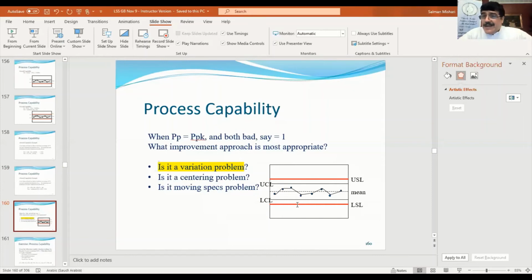Unless maybe your competitors are doing much better than you, then it's another story. You want to gauge yourself against your customer specification and maybe against your competitors as well. Is that clear?